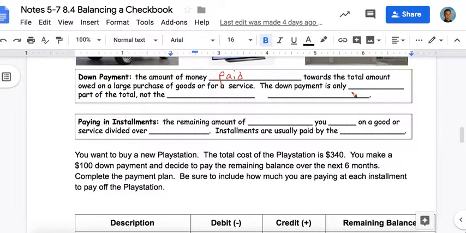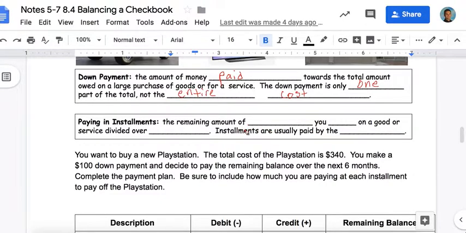The down payment is only one part of the total, not the entire cost. Okay, so some purchases require a down payment. So this will be taken off of your total bill. So let's say you purchase a truck for $30,000 and you have a down payment of $5,000. You would take $5,000 away from the $30,000 and you would have $25,000 left to pay, and you would have to pay that in installments over a certain amount of time.